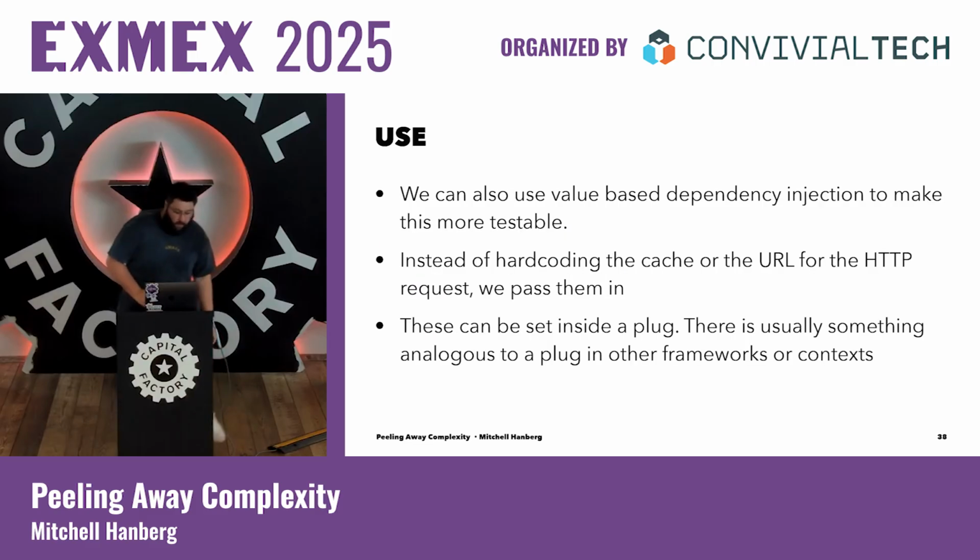So we can also use value-based dependency injection to make this more testable. Instead of hard coding the cache or the URL for the HTTP request, we can pass them in. Very functional programming. These can be set inside a plug for a Phoenix controller, which we'll take a look at, but there's usually something analogous to a plug in other frameworks or contexts, or if there isn't, it's very easy to facilitate something like that.